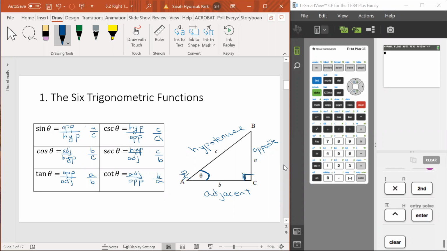There is an acronym that's commonly used to help you memorize the six trig functions. This is known as SOH-CAH-TOA. The SOH stands for sine is opposite over hypotenuse. The CAH is cosine, adjacent over hypotenuse. The TOA is tangent is opposite over adjacent. It helped me get through pre-calculus when I first learned it, so you can certainly rely on this to help you know the ratios.